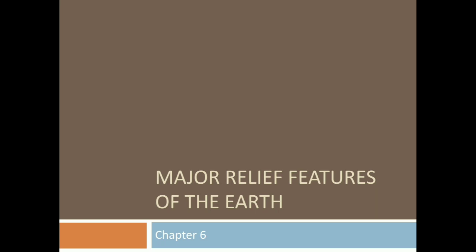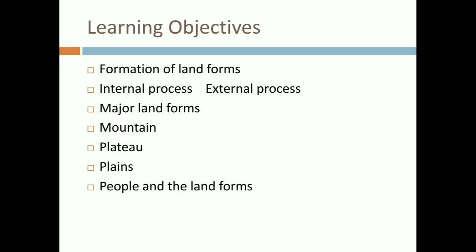First we look at learning objects. First learning object is formation of landform. In this, 2 points: internal process and external process. Second point is major landforms, types of landforms: mountains, plateau, plains. And last point, people and landforms. Let's start from first point.